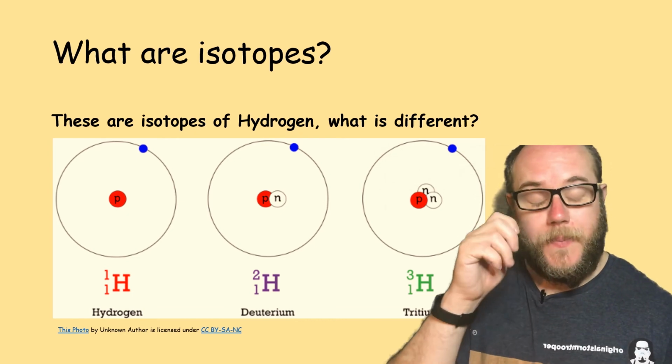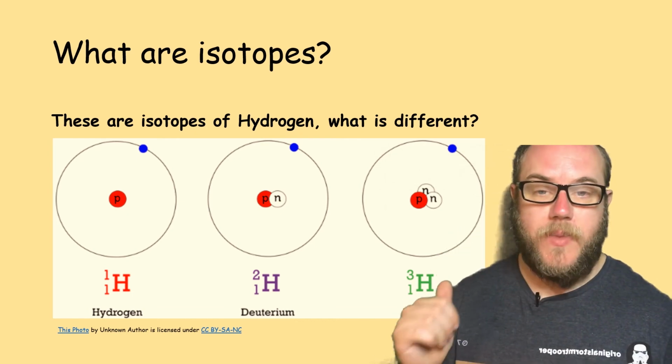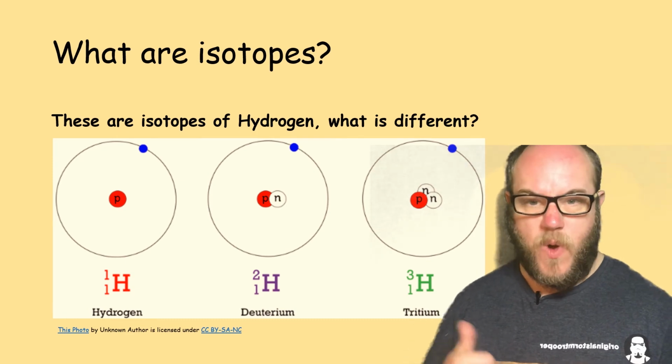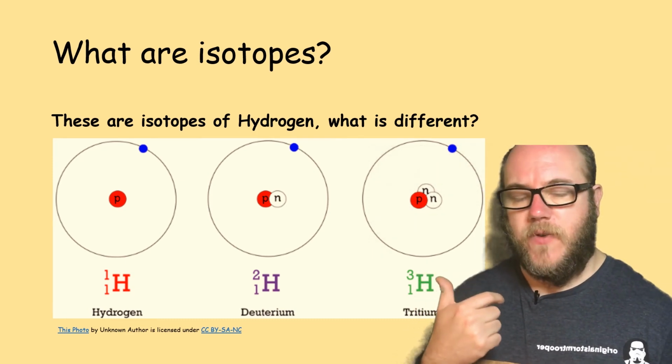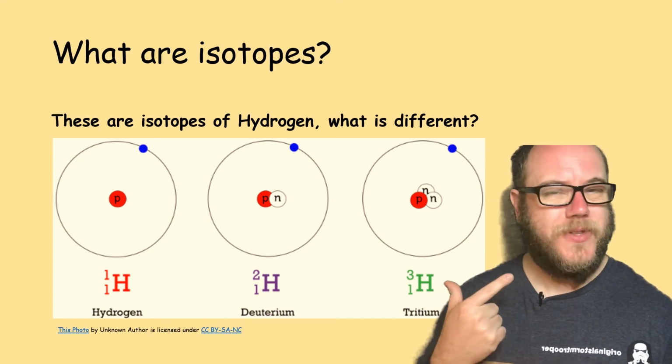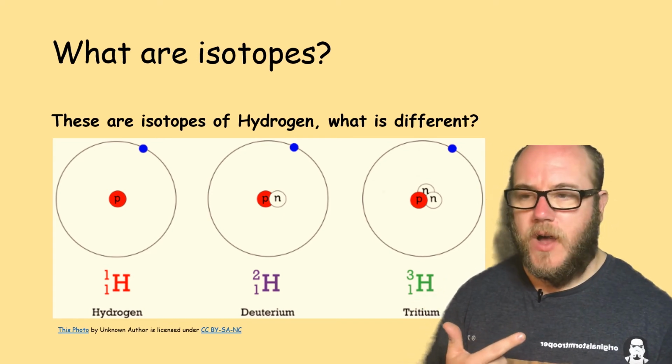Your atomic number of hydrogen is still the same. It's still 1. There's only 1 proton. But now you've got a neutron as well. So you've got 2 nucleons. So you've got hydrogen 2.